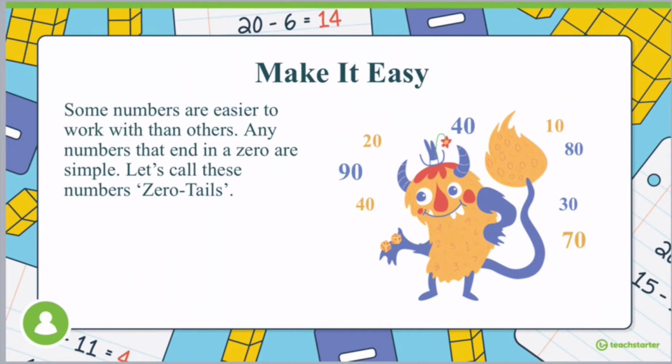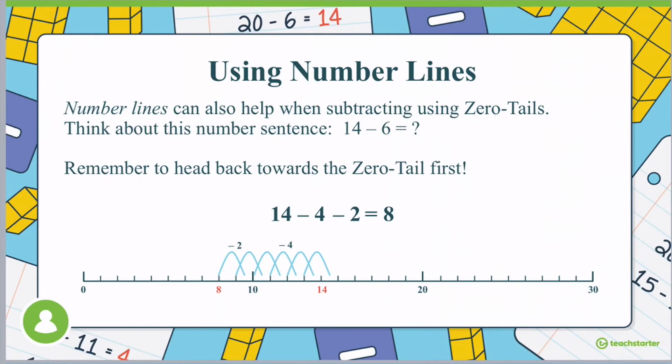Now we're always looking for ways to make it easier for ourselves and so that we can get a correct answer. So some numbers are easier to work with than others. Any numbers that end in a 0 are simple. Let's call these types of numbers zero tails. So when we're looking at using a number line, number lines can also help us when subtracting. They're a tool to help us visualize numbers.